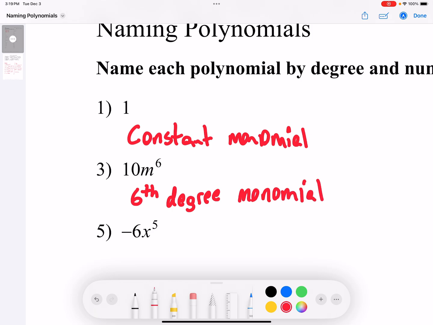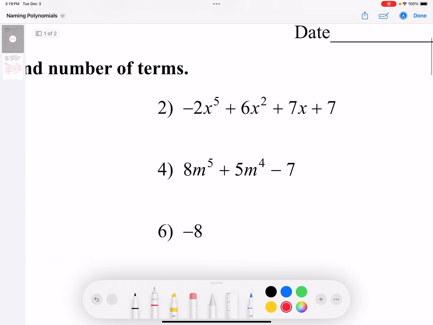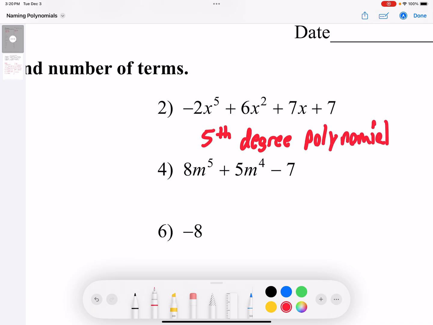Okay. And then moving on to number 2, you look for the highest exponent. And if it's not written in descending degree order, you have to write it in what's called standard form. So this is already written in standard form because we have an exponent of 5, then 2, then 1, then we have our constant. So this one is just going to be a 5th degree. And this one has 4, so we just call it a polynomial. So anything over 3 is called a polynomial.